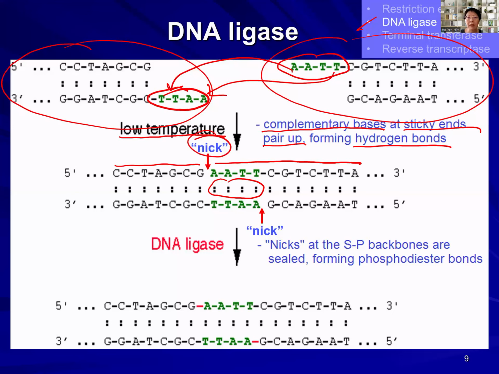So this gap is called the nick. So therefore, we need an enzyme to catalyze the formation of phosphodiester bonds between this sugar phosphate backbone to join these two DNA together. So DNA ligase is used, okay, so that the nicks at the sugar phosphate backbones are sealed by forming phosphodiester bonds.